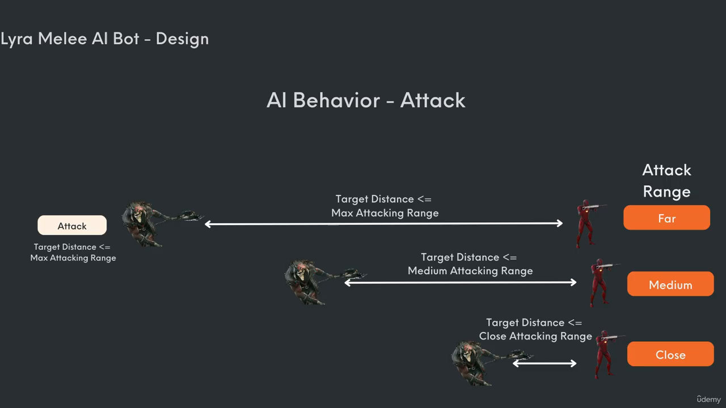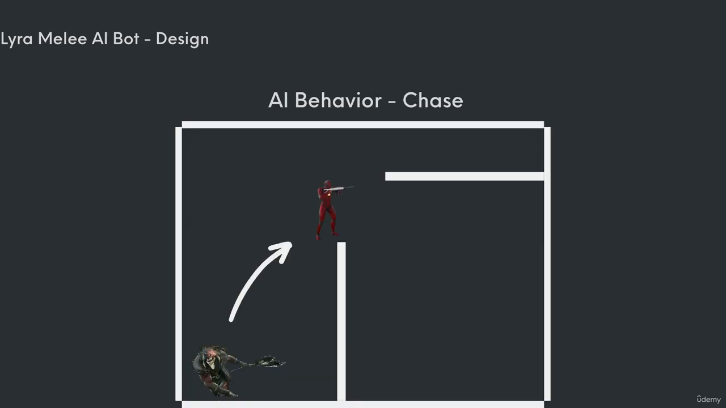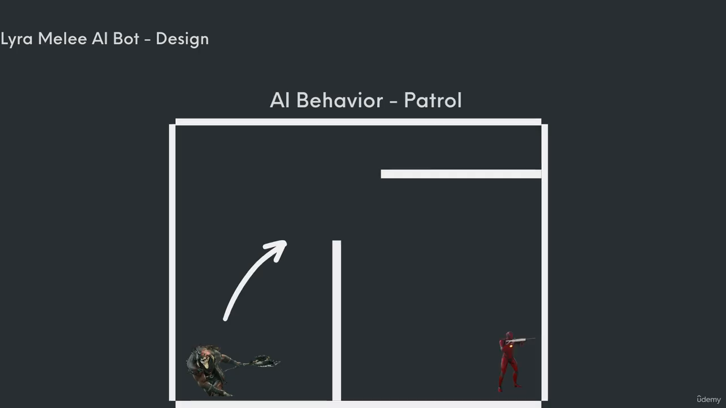When the target distance is less than or equal to the medium attacking range, the attacking range is medium. The bot keeps moving to the enemy. When the target distance is less than or equal to the max attacking range, attack range is max. The bot makes a heavy jump and moves towards the enemy. Else the behavior is set to chase. Chase. During chase, the bot speeds up and follows the enemy on sight.